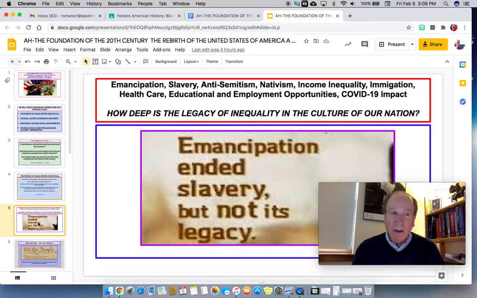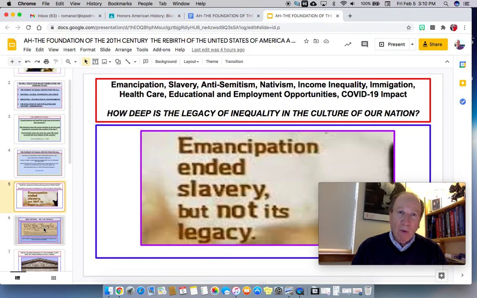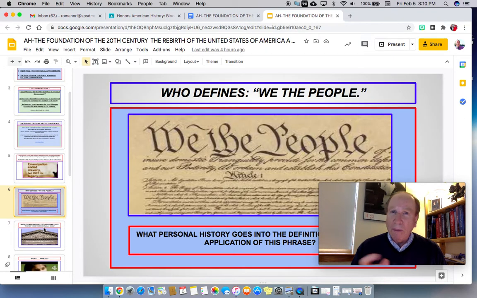I say on this slide, we deal with emancipation, slavery, anti-Semitism, nativism, income inequality, immigration, unequal health care, education and employment opportunities, COVID-19 impact. These are all issues of equality and inequality. So I want to make sure that you understood that when we talk about racism and equal protection, it's not one-dimensional, it's multidimensional.